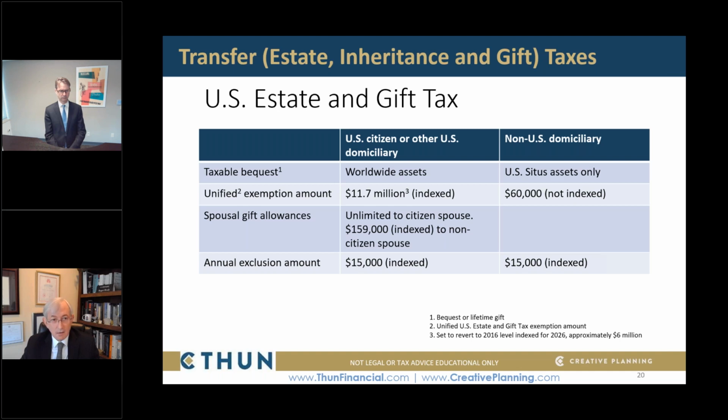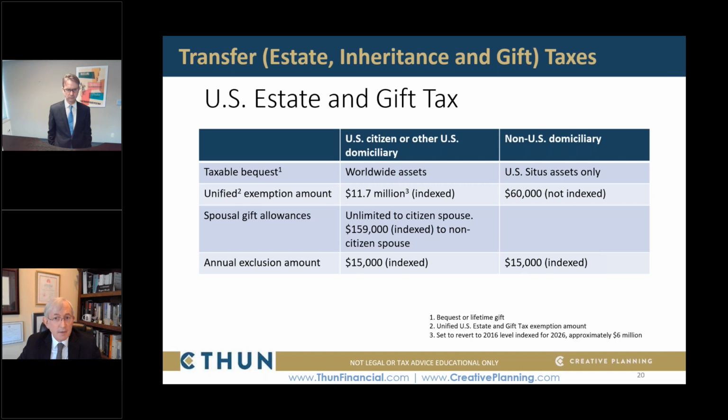A US citizen has a unified exemption amount. Unified means it can be either used against your estate or your gift tax liabilities, and it's currently at 11.7 million, and it's indexed. Important to note is that under the Tax Cuts and Jobs Act, this large amount is only in place for 10 years, and so it will revert in 2026 to the $5 million indexed, which is estimated to be about $6 million at that point. Still a significant amount of exemption.